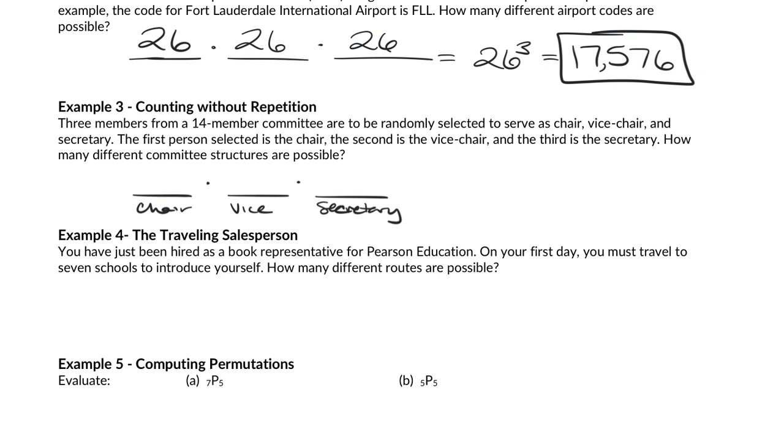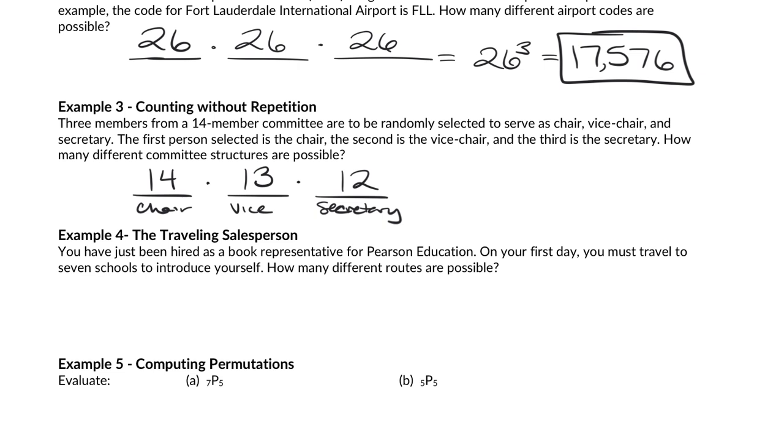How many choices do I have for the chair? 14. How many choices do I have for vice chair? 13, because I've already picked one. How many choices do I have for secretary? 12. So this time I didn't replace the names back in the hat when I was drawing them out.